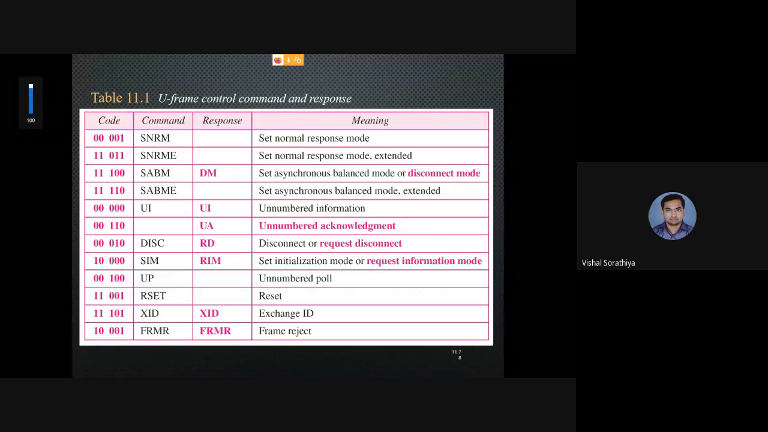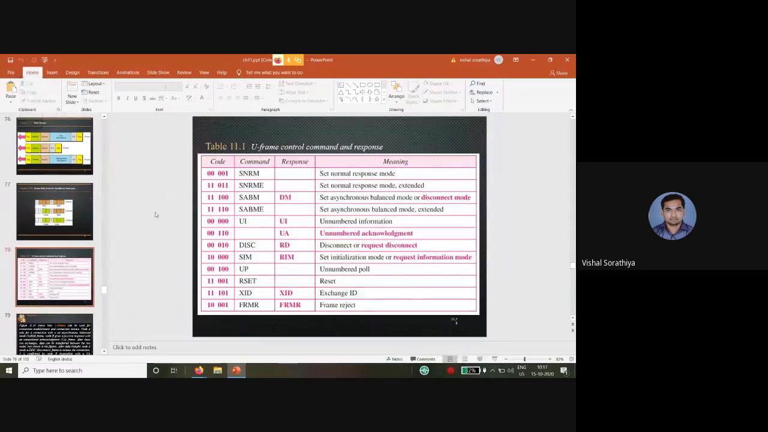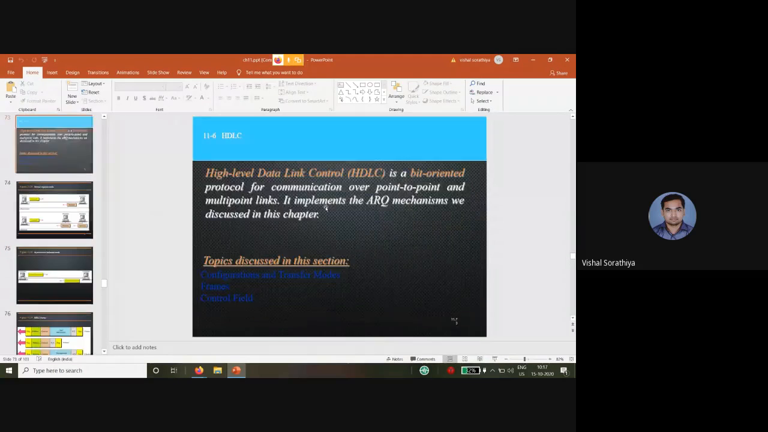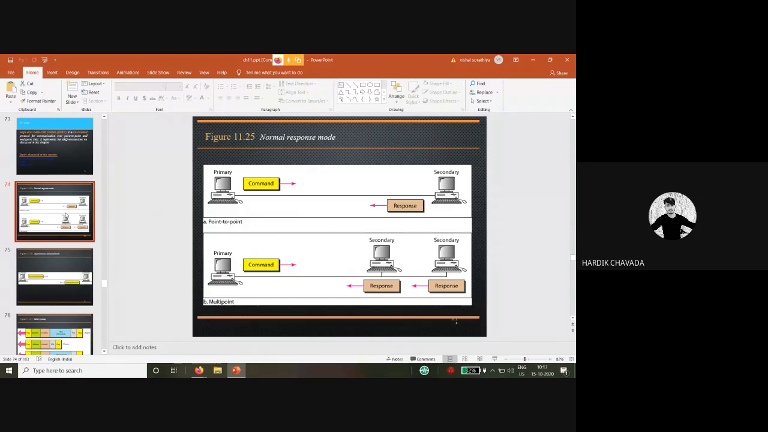Hello, how quickly did everyone forget? This is the normal response mode. My connection is okay or not?